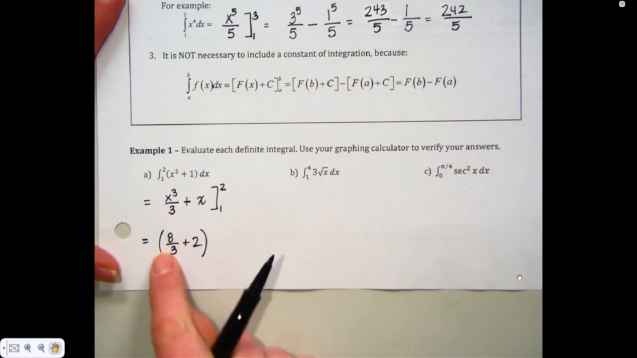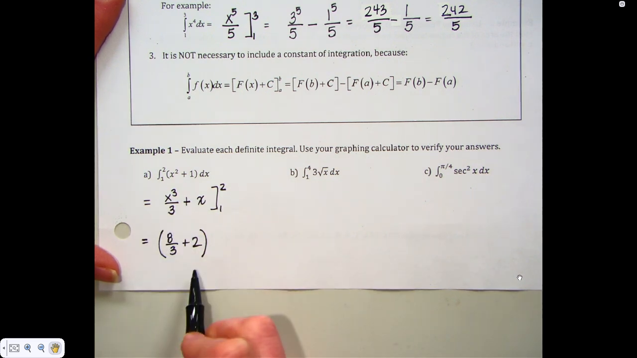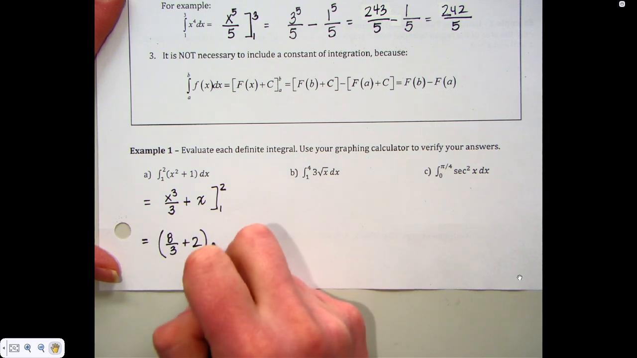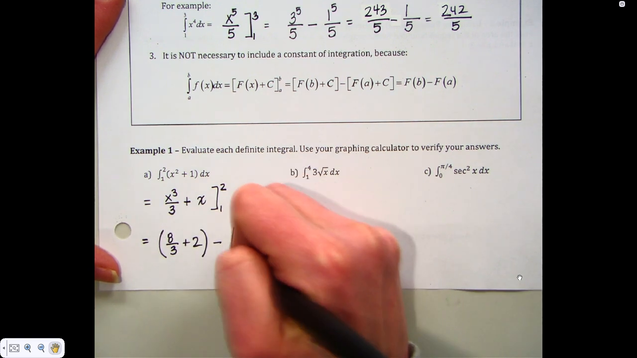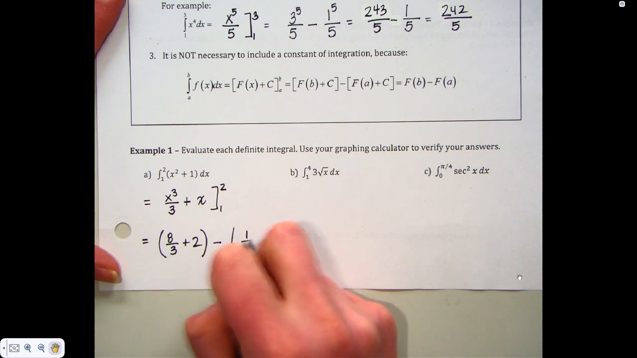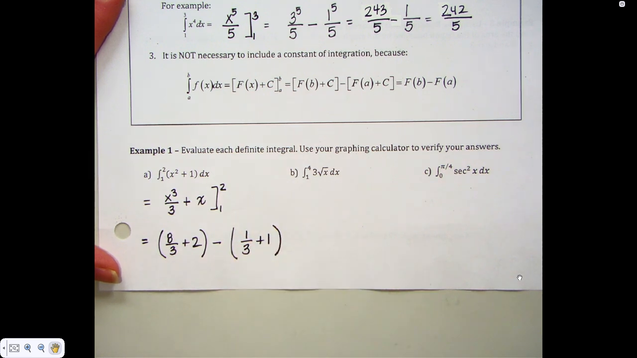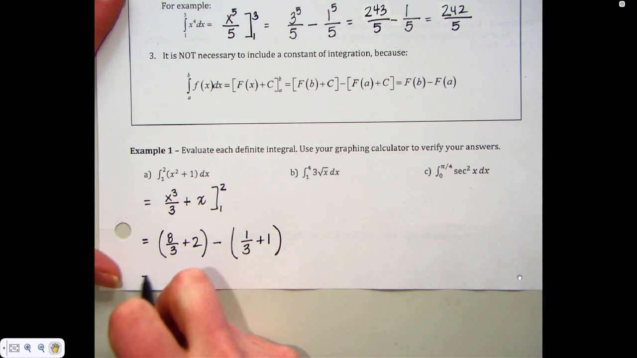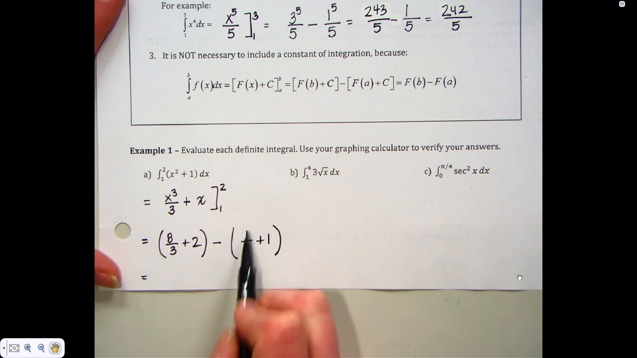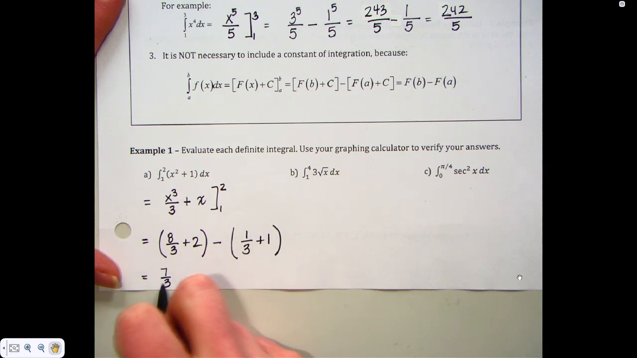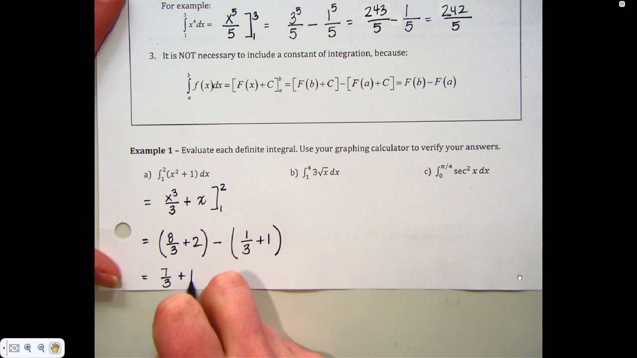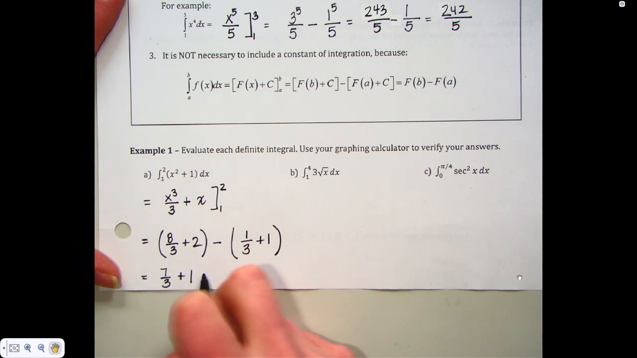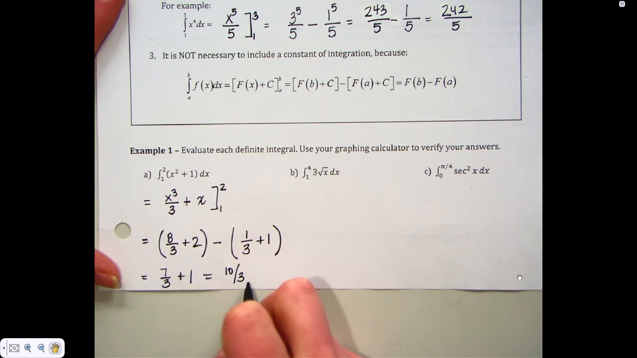I tend to put it sort of in a group and say, well, this is what I got when I plugged in the first number. And then I'll subtract, it's always a subtraction, and then I'll plug in the bottom. So 1/3 plus 1. So if I had 8/3 and I subtract 1/3, that's 7/3. 2 minus 1 is positive 1. And let's see, this gives me 10/3.